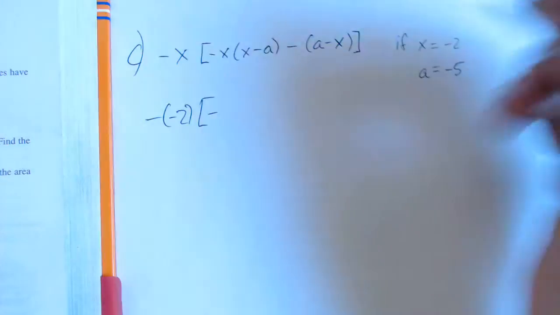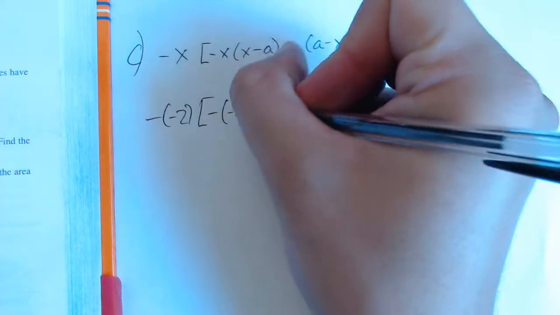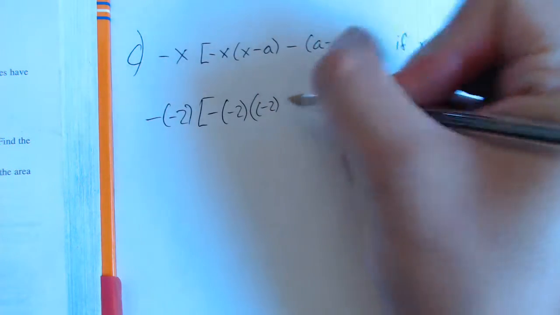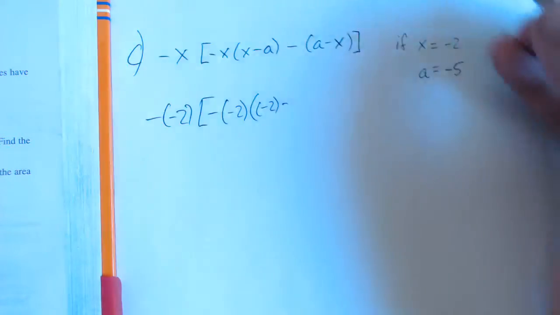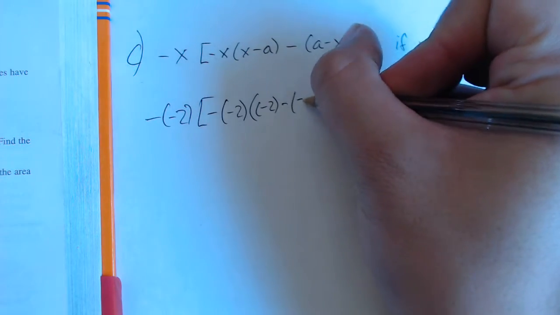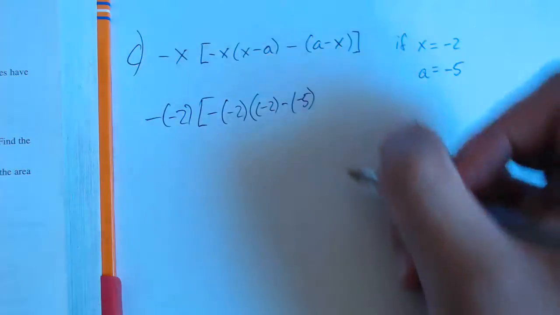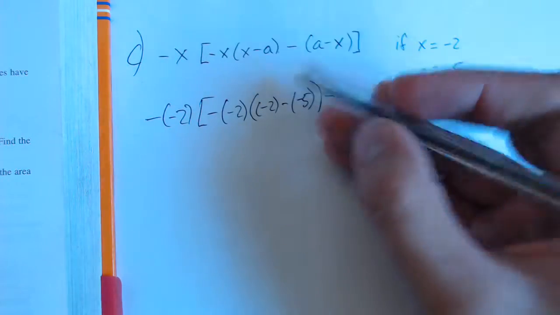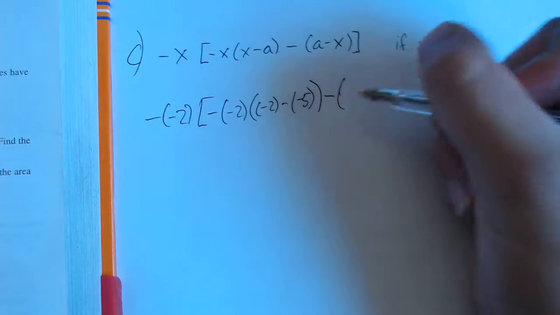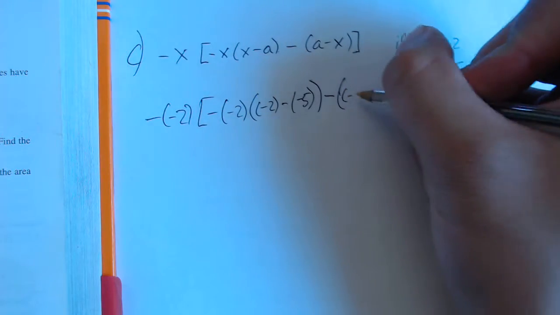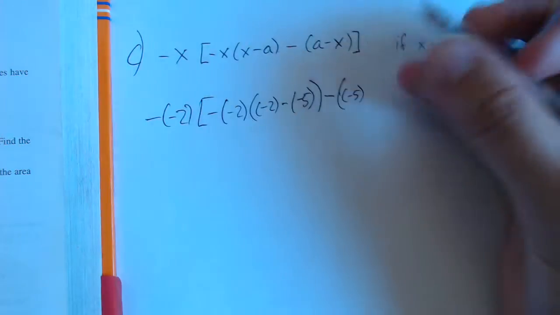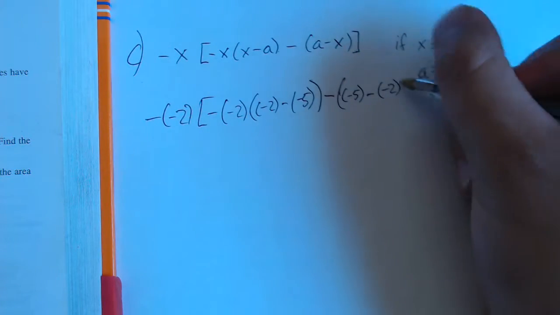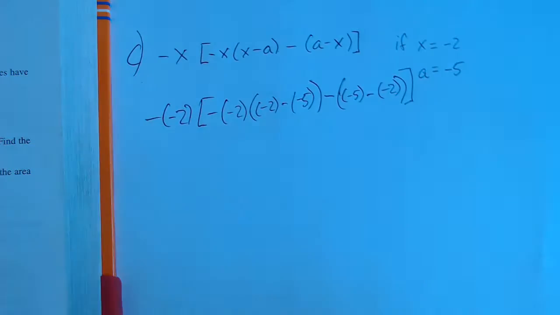Start our bracket, negative 2. Then start our parenthesis, negative 2 again for x, and then we have A, so minus negative 5 for A. Then we got to put this end parenthesis, put our subtraction sign, starting parenthesis, negative 5, subtraction sign, and negative 2 for x, and then our closing parenthesis and our closing bracket.